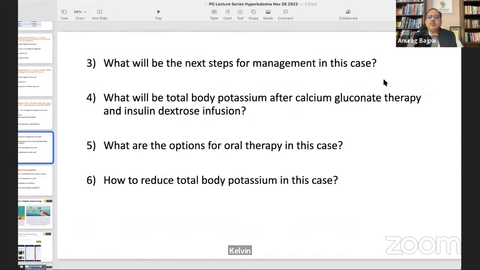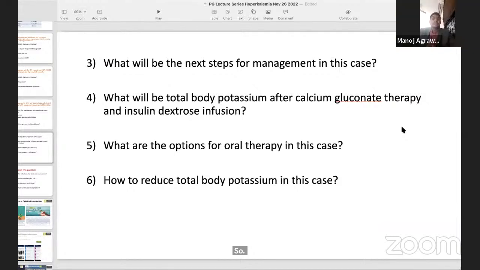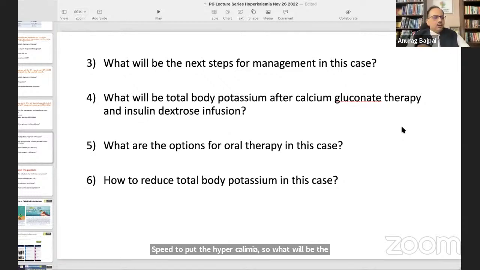Now, what will be the next step in management of this case? Of course, we've discussed that you have to correct the underlying cause and manage that. My fourth question is, what will be the total body potassium after calcium gluconate therapy and after the insulin dextrose infusion? Suppose we have started calcium gluconate and insulin dextrose drip for the hyperkalemia, so what will be the total body potassium? You want to know whether it will increase, decrease, or be the same.